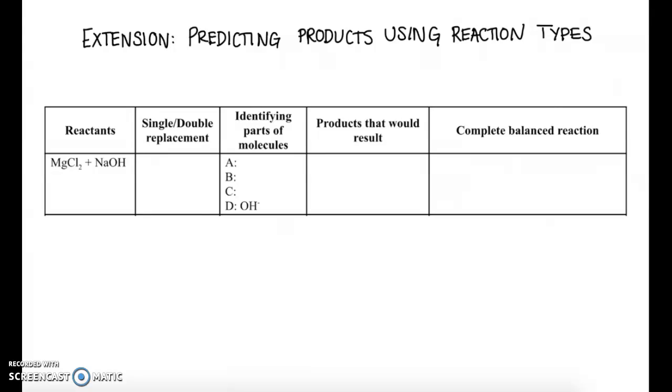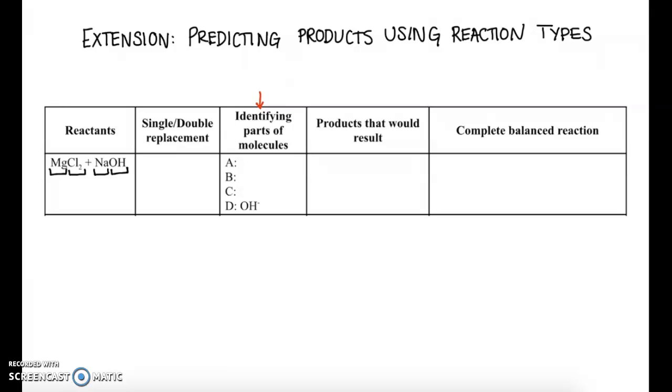That's MgCl2 plus NaOH. And one really key thing here is over here in the identifying parts of molecules, we see that OH is a substructure. So you can imagine that there are parentheses around OH, although we don't write them because there's no subscript to put on the outside of those parentheses. So we really have Mg, Cl2, Na, and OH. We have 4 parts going on here.